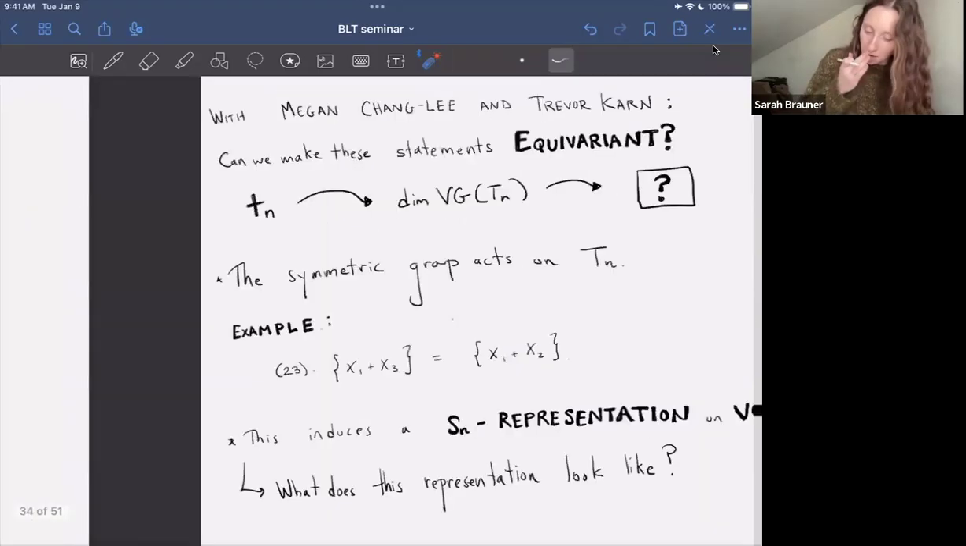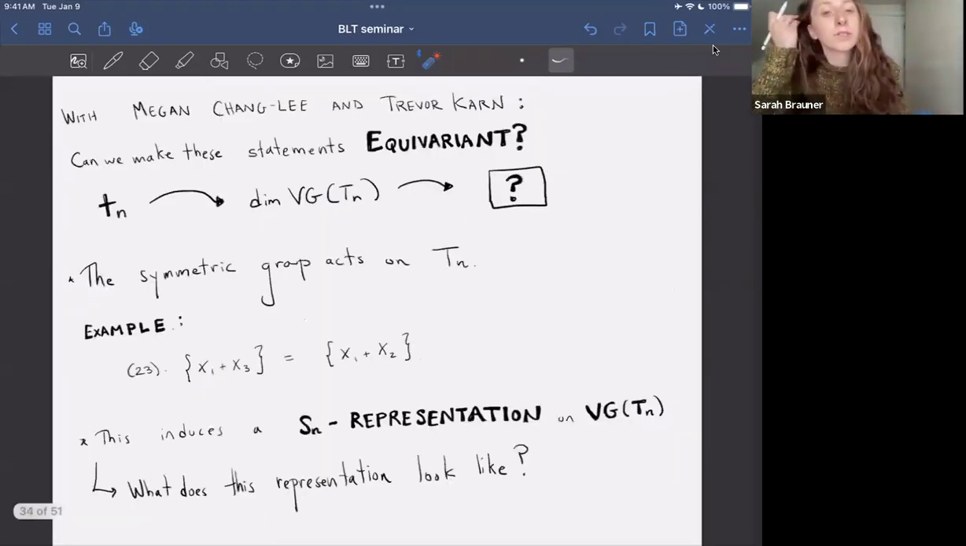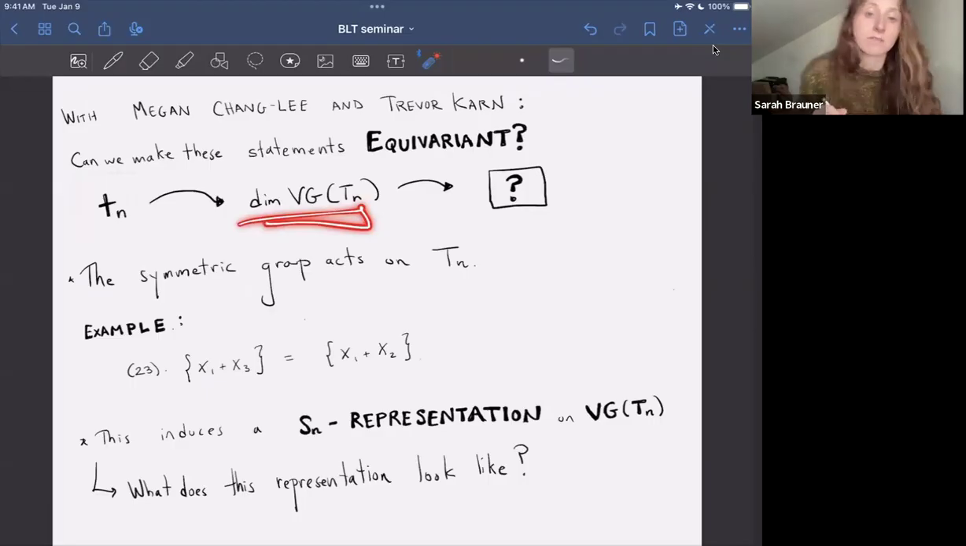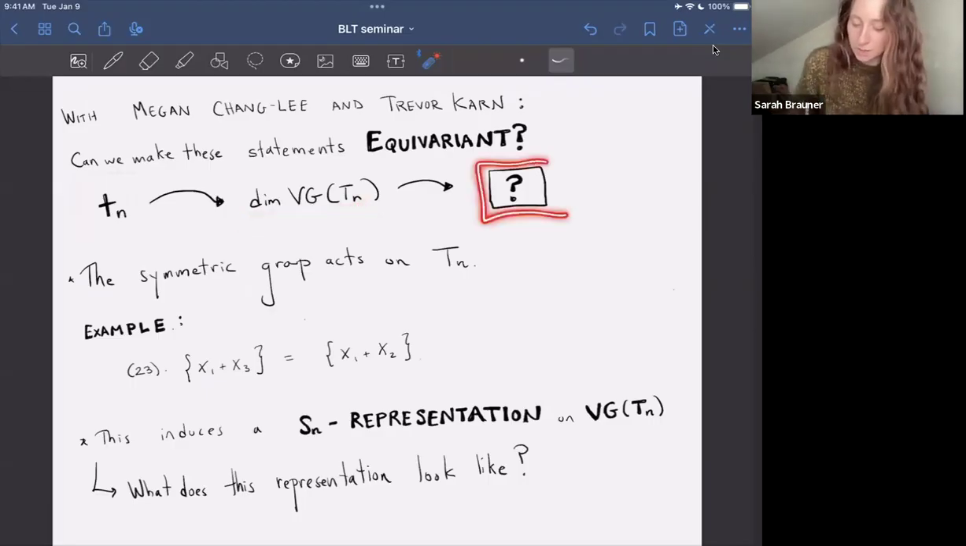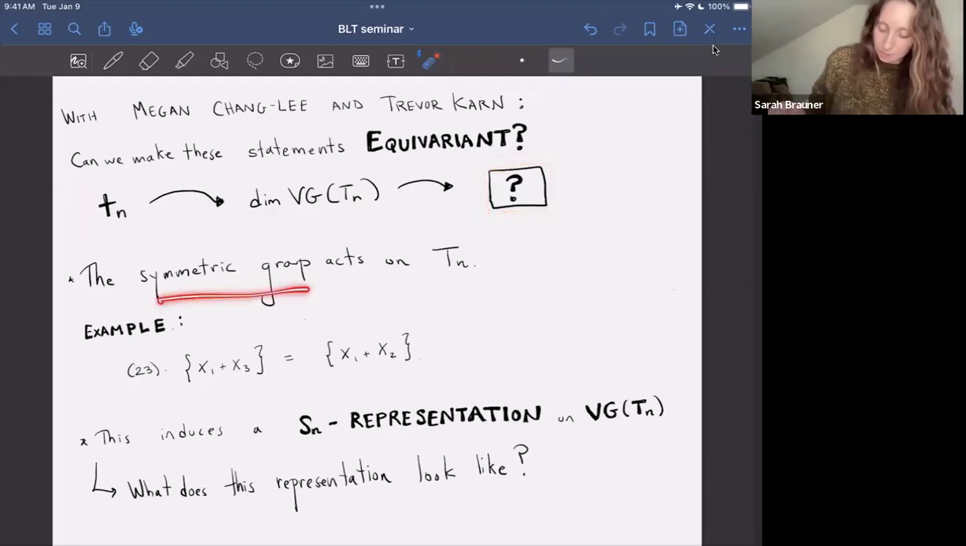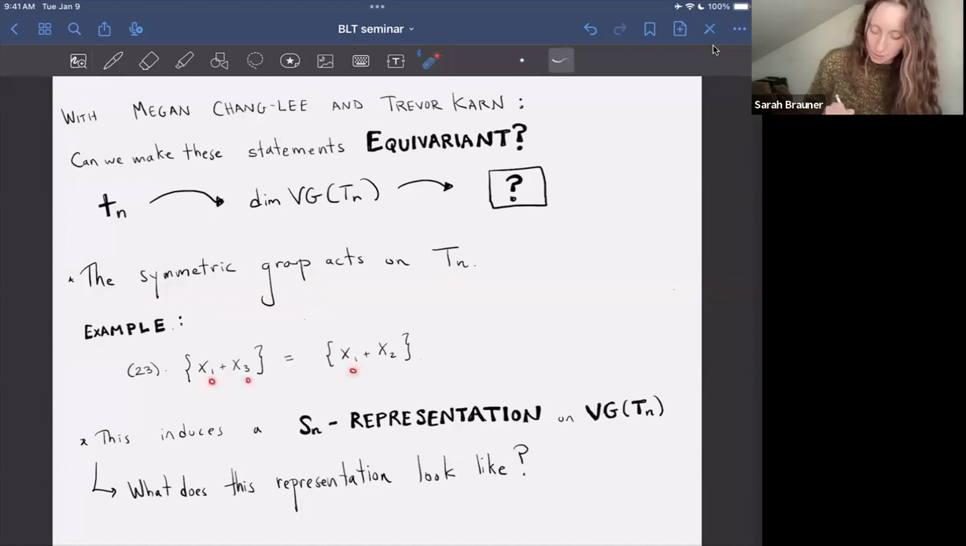Okay, so with Megan and Trevor, what we're trying to do is make these statements equivariant, right? So we're starting with the number of labeled threshold graphs. That's the dimension of the Sverchenko-Gelfand ring, and now we want to understand the equivariant story. And again, the equivariant story is going to have to do with the symmetric group. It will act on these arrangements in the same way that it acted on the braid arrangement, just by permuting the indices of my variables. And that will induce a symmetric group representation on this ring. And so we want to understand, what does this representation look like?